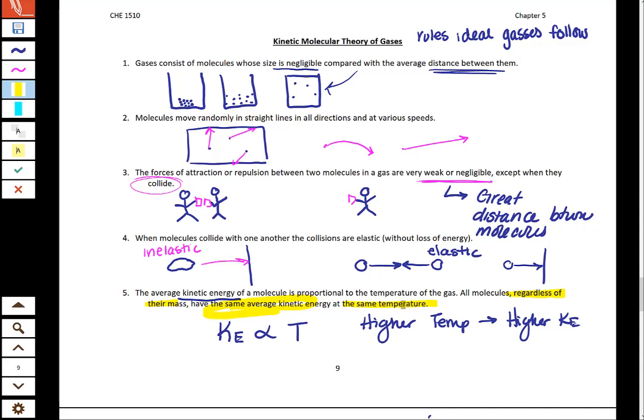So that's enough with kinetic molecular theory of gases. We'll see how these get used throughout the gas chapter and in our subsequent sections.